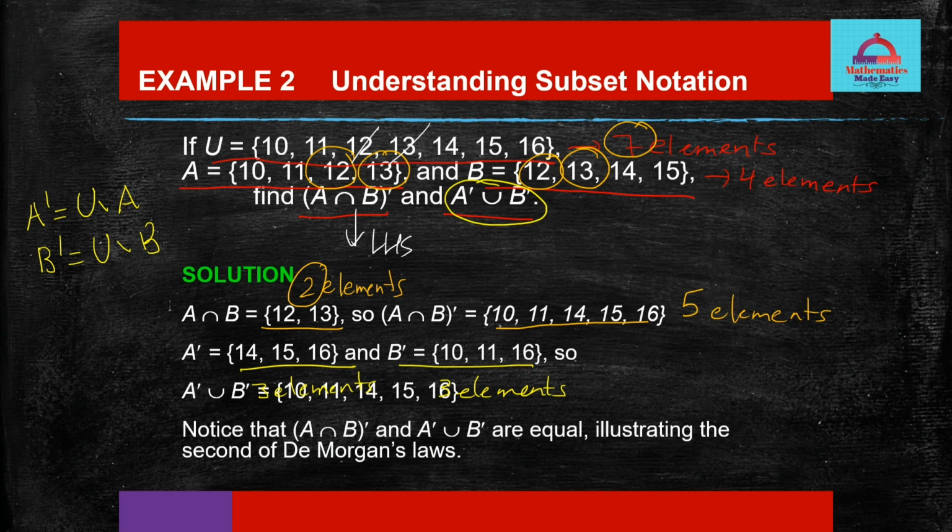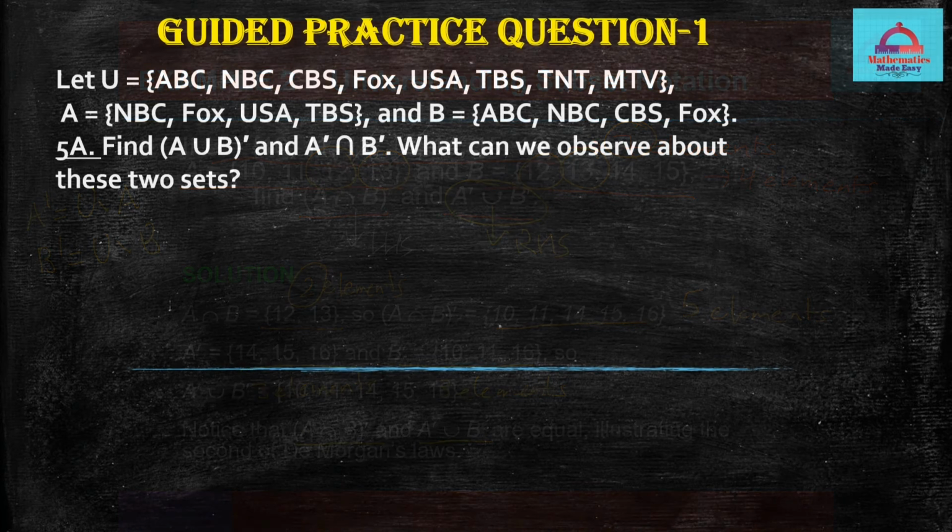So you can notice now both sides, the left hand side and the right hand side, have come out to be equal. So your A intersection B complement and A complement union B complement are equal, and that's what proves De Morgan's second law. Okay, so let's do one guided practice question now. Let me read it for you. Let U be this set, so it has 1, 2, 3, 4, 5, 6, 7, 8 elements.